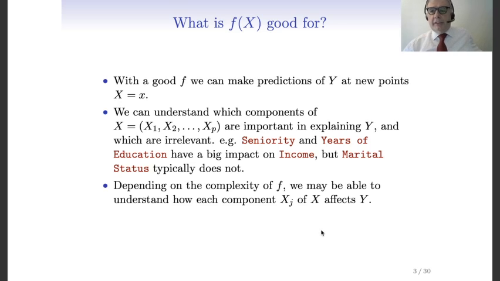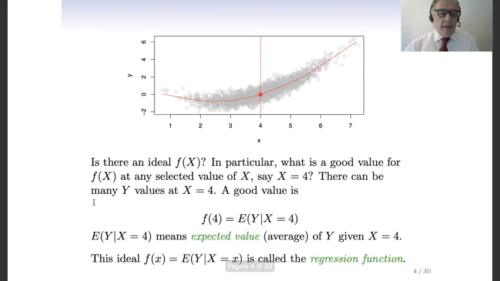So the idea is being able to make good predictions, but also to understand some mechanisms that are behind our system at study. But could we say something about the ideal predictor f of x? Is theory going to tell us something about the best choice I could make?